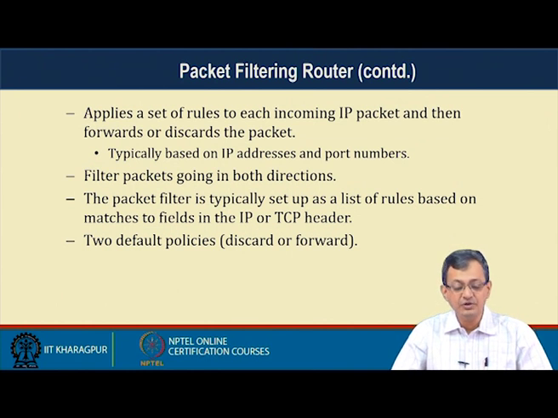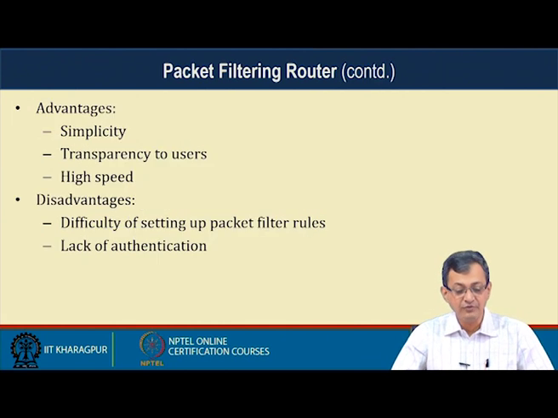Now, a packet filter router or packet filter firewall applies a set of rules for incoming IP traffic and then forwards or discards traffic, filtering traffic in both directions. The packet filter is typically set up with a list of rules based on matches with the IP or the TCP header, that means IP address, port number, etc. So, it can discard or allow or forward.